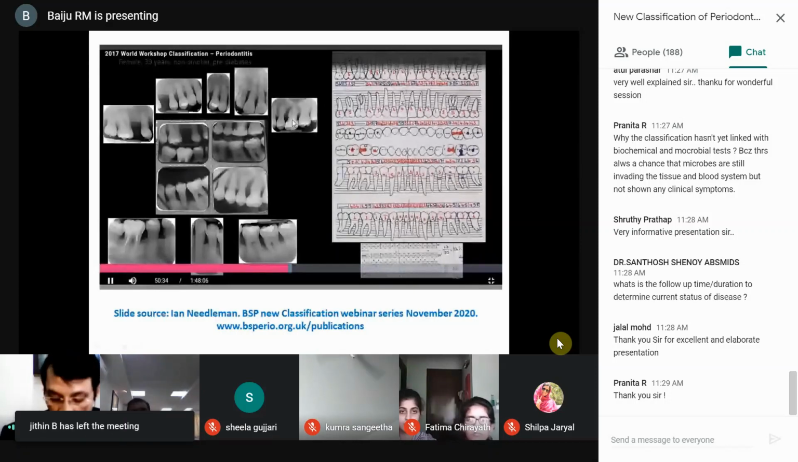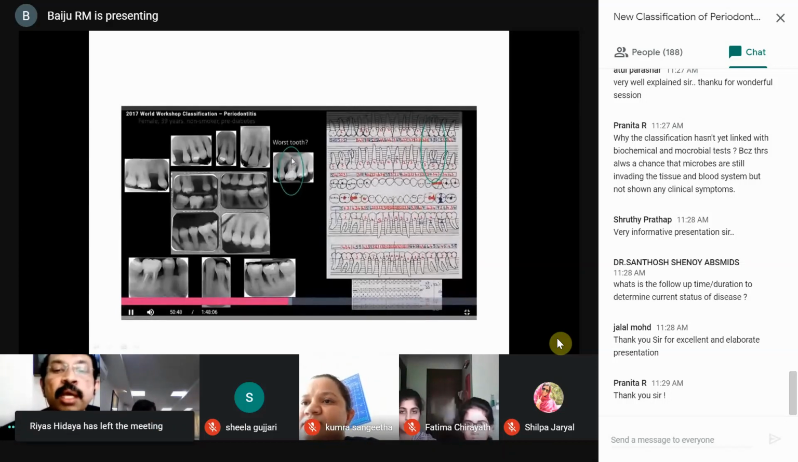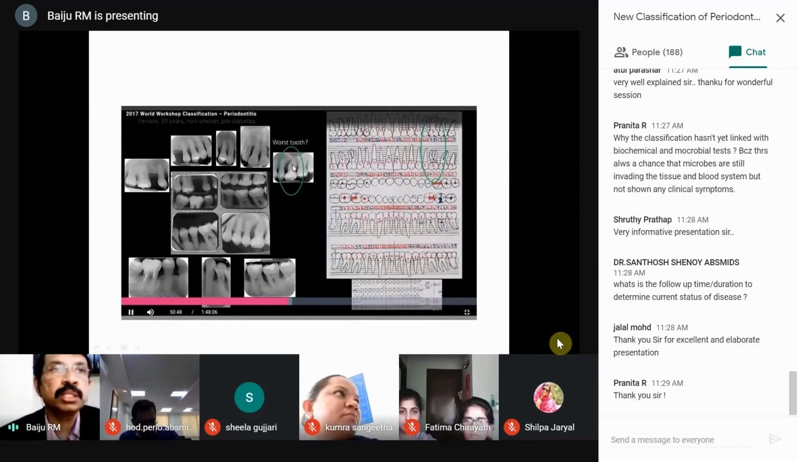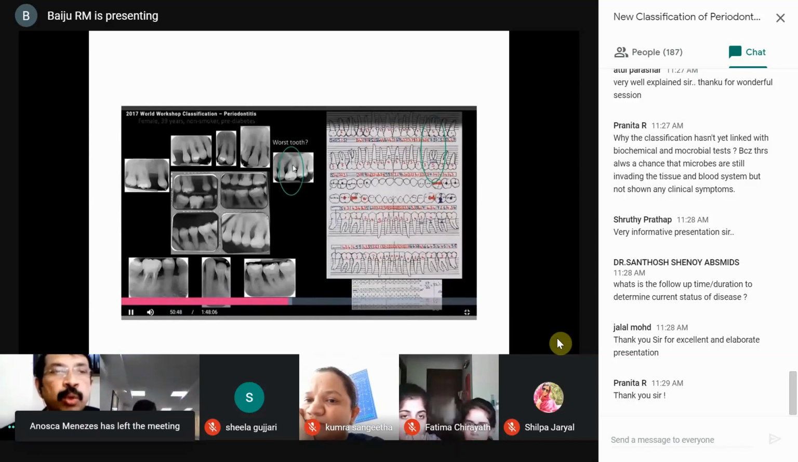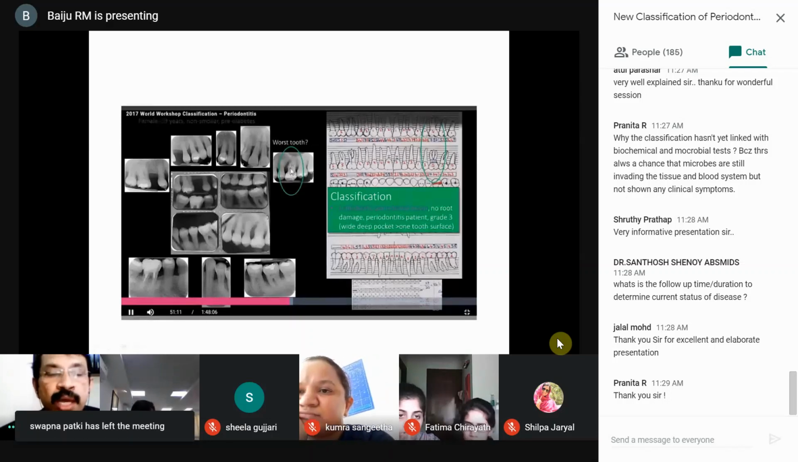When you closely examine this site, you find that it's an endodontic lesion with a very deep pocket associated with it. On further clinical examination, it was found that there was a vertical root fracture. But this is the worst site. So, can you consider this site to stage and grade your periodontitis? The answer is no, because this is a different diagnosis. This is a diagnosis of endo-periodontal lesion, because the deep pocket is associated with it. So your diagnosis will be endo-periodontal lesion.